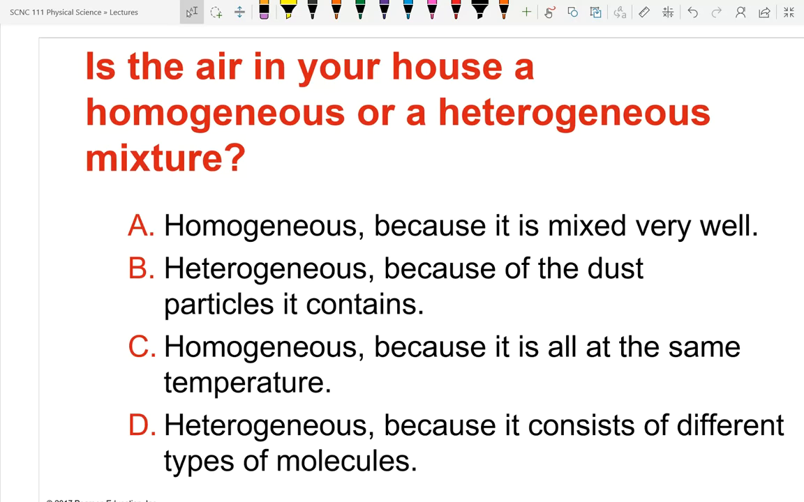colloidal silver. All right, our first question, which it's going to be open for polling, I'm telling you. Now it's open for polling. Yay. Is air, the air in your house, a homogeneous or a heterogeneous mixture?